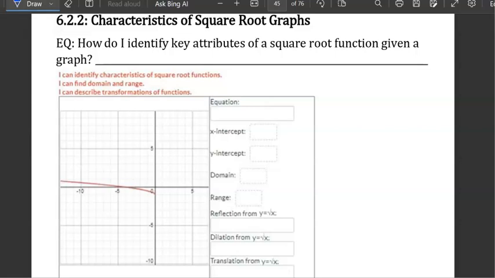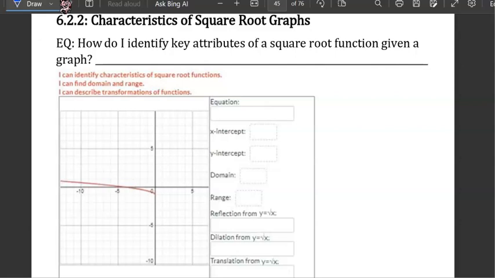6.2.2 Characteristics of square root graphs. Essential question: How do I identify key attributes of a square root function given a graph? The skills are, I can identify characteristics of square root functions, I can find domain and range, and I can describe transformation of functions. Let's look at this example.